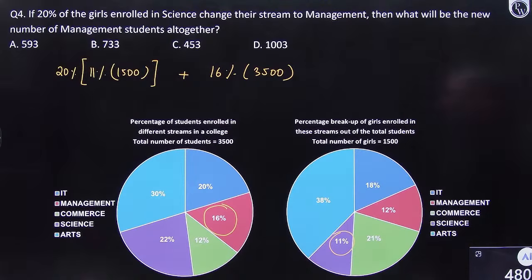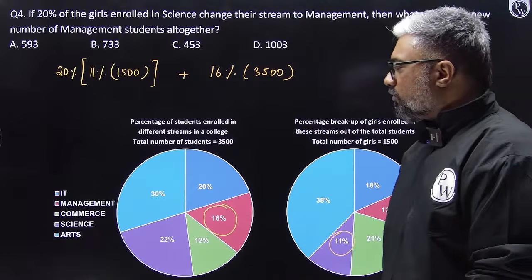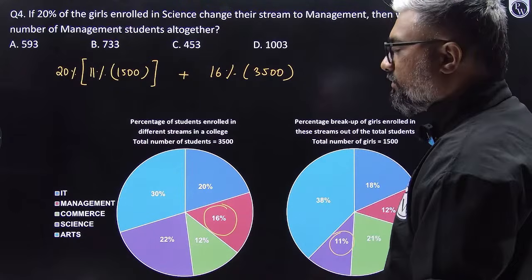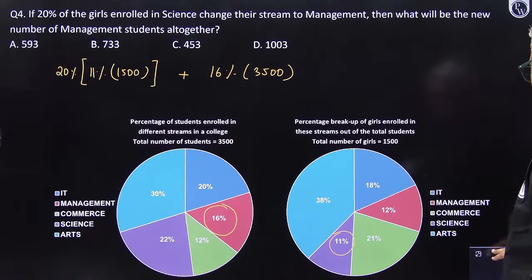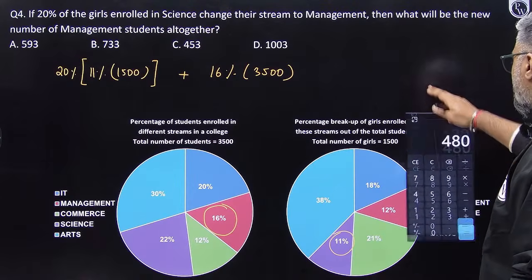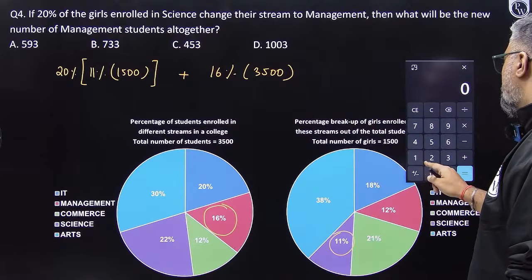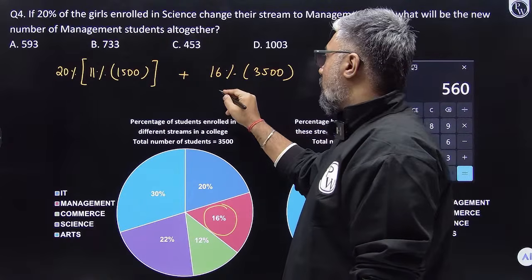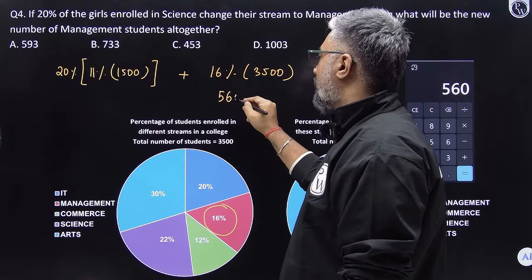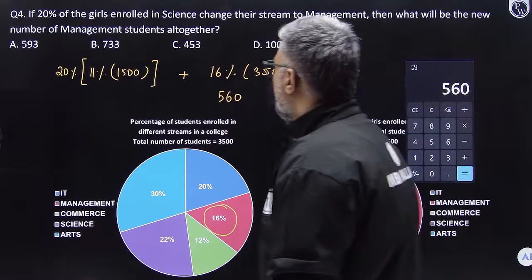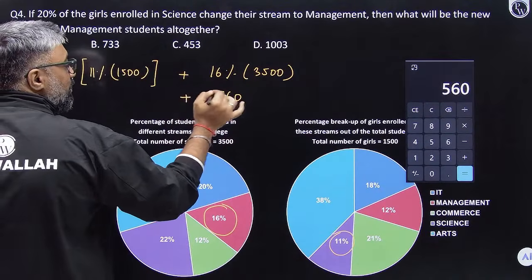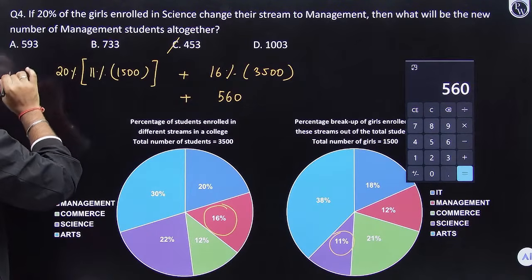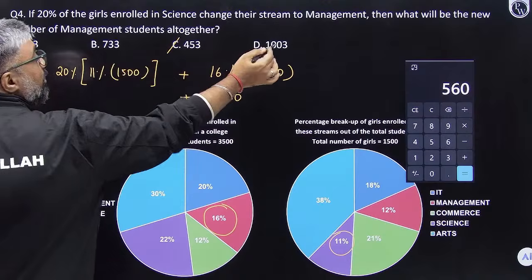It can be asked, but it won't be this simple. This is very direct, too direct. So how do we do this calculation? Very simple. First, let's find 16% of 3500, which is 16 into 35. So they are already 560. I know that the number of students cannot go down. It will be more than 560.